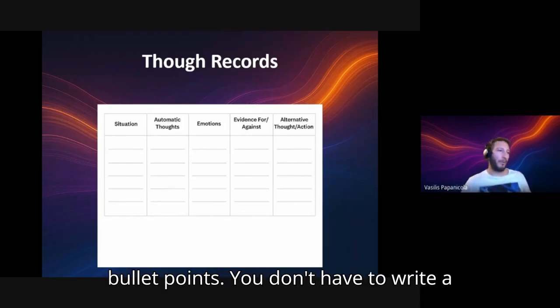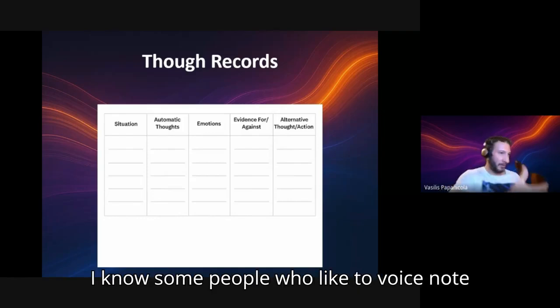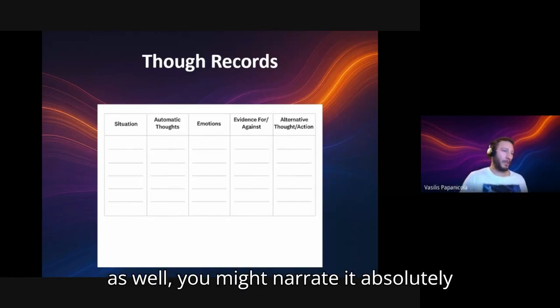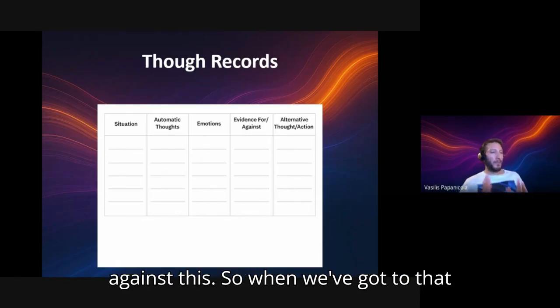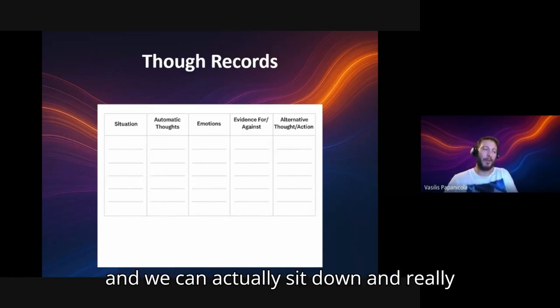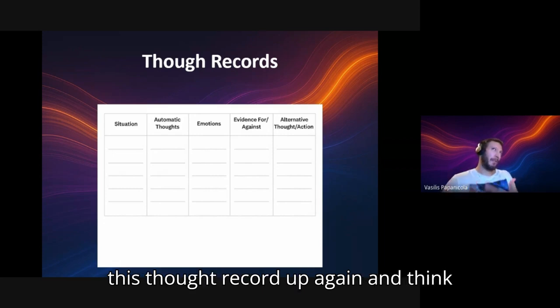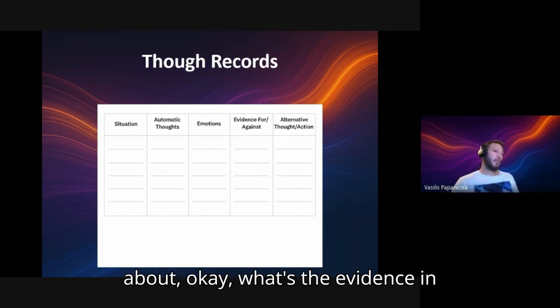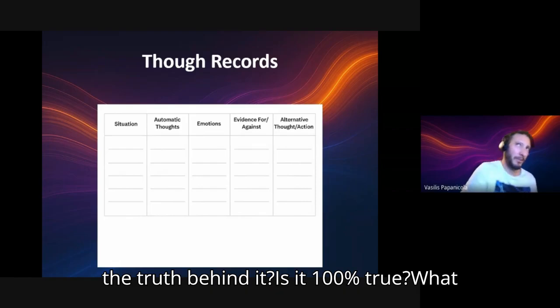Just key bullet points. You don't have to write a narrative, though if you prefer narrative, which I know some people do, like to voice note as well, you narrate it, absolutely fine. Evidence for and against this. So when we've got to that place when we've identified the triggers and we can actually sit down and really think carefully about it, we might pick this thought record up again and think about, okay, what's the evidence in favor of my negative thought there and the truth behind it? Is it 100% true?